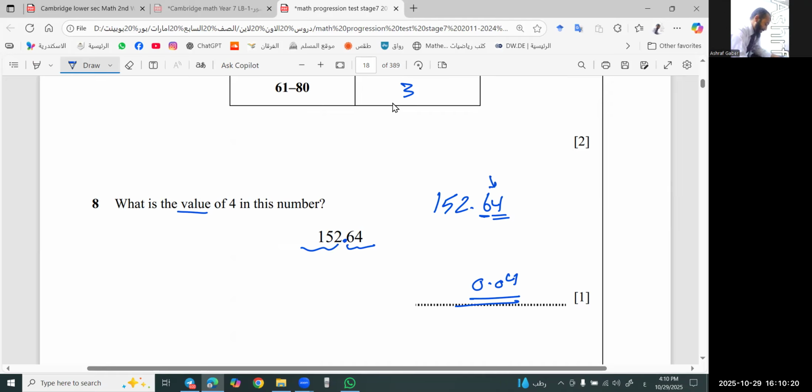So this 2 is in the ones place, and this 5 is 50, and this 1 is 100. And this 6 is 6/10, which is 6 over 10 or 0.6. And this 4 is what? 0.04 or 4 over 100. Okay? So the value of 4 here is what? Is 0.04.